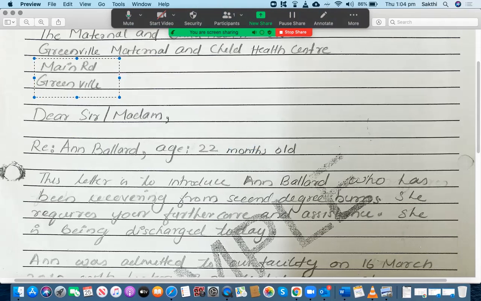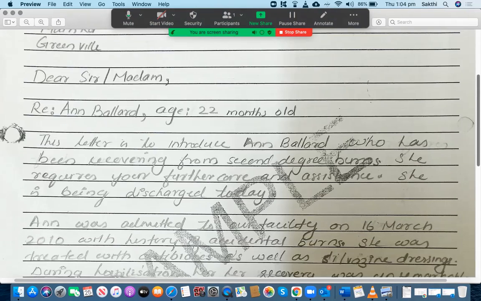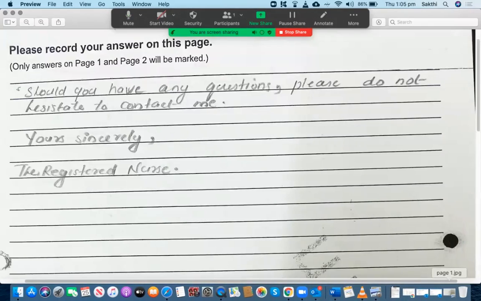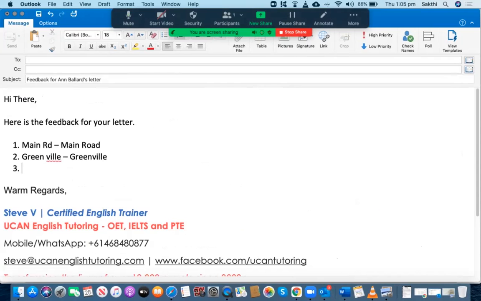Thank you. Dear sir or madam, comma, regarding Anne Ballard, age 22 months old. That's all right. This letter is to introduce Anne Ballard, who has been recovering from second degree burns. She requires your further care and assistance, and she is being discharged today. The introduction paragraph looks good to me. It doesn't have any mistakes, but instead of writing this letter is to, you can say this letter is written to. That would have been much better.